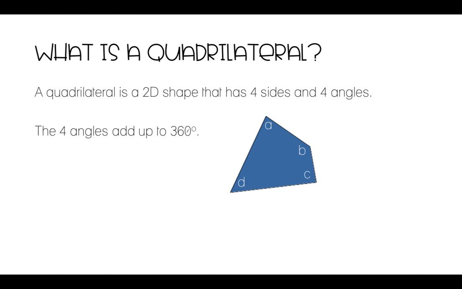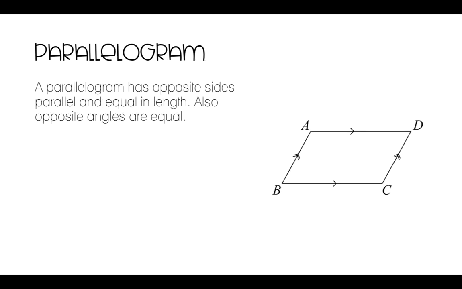Now, all 4 angles add up to 360. So like a triangle, that adds up to 180, a quadrilateral, if it has 4 angles, adds up to 360. So A plus B plus C plus D equals 360.